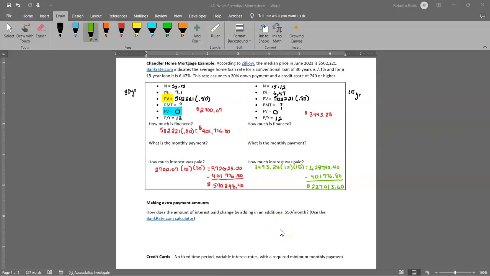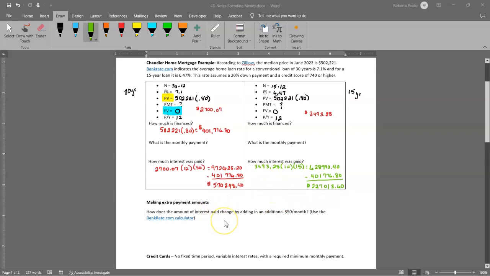So if we look at the 15-year, we have a monthly payment of $3,493.28 for every month for 15 years. We end up paying $628,000. Remember, our loan was $401,000, so the amount of interest paid in those 15 years is $227,000 versus 30 years, where we paid $570,000.